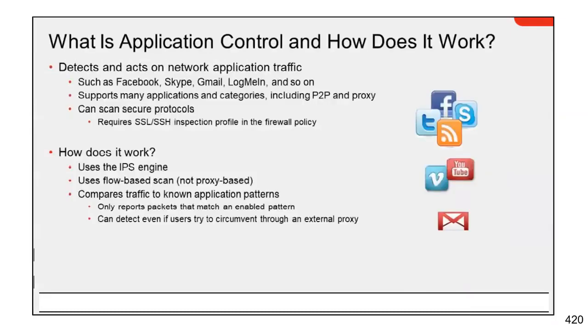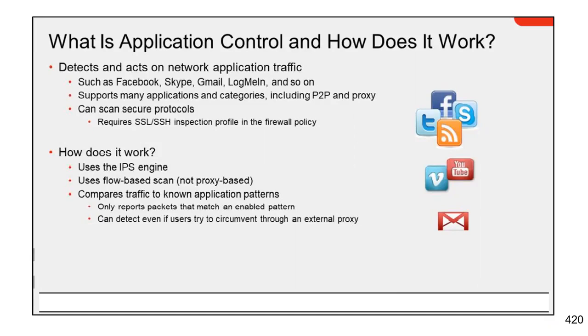Now let's talk about what exactly is this application control and how does this thing work, right? Application control basically detects applications, often applications that consume a lot of bandwidth, and allows you to take appropriate action related to your application traffic, such as monitoring or blocking or applying traffic shaping. Traffic shaping is just like bandwidth control.